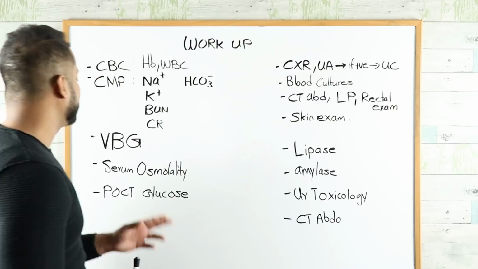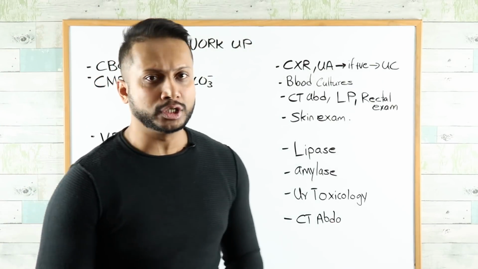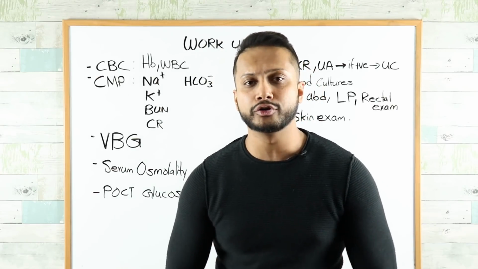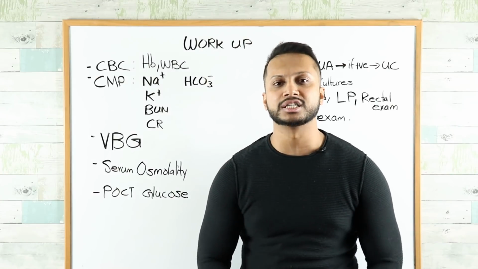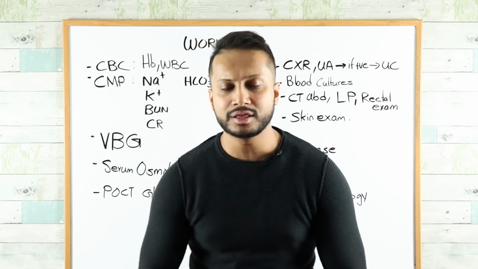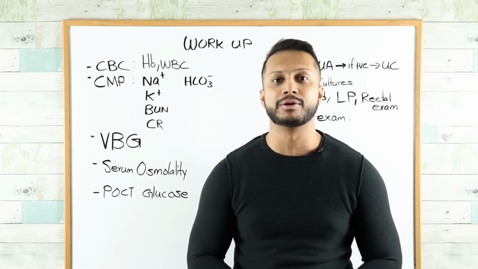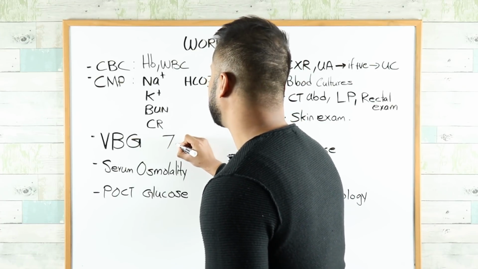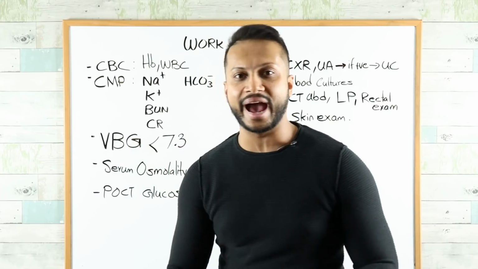Alright, then we've got a VBG. Now, venous blood gas becomes a very important test in these patients. Reason is because in order for you to diagnose a person with DKA, the patient must meet certain criteria. One of the most important criteria is the pH has to be less than 7.3. Your pH has to be less than 7.3, indicating the patient is actually acidotic.